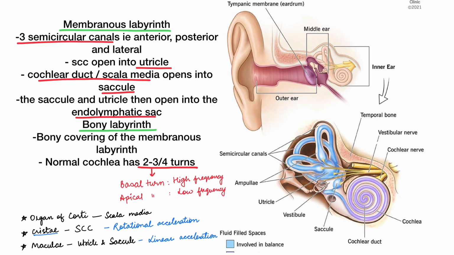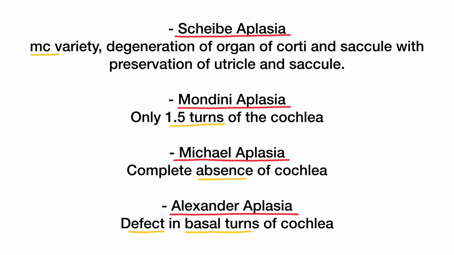Then we come to the main four aplasias, which is Scheibe, Mondini, Michel, and Alexander. Scheibe is the most common variety, and there is only partial degeneration of cochlea. Only some parts of the cochlea are degenerated, like the organ of Corti and the saccule.